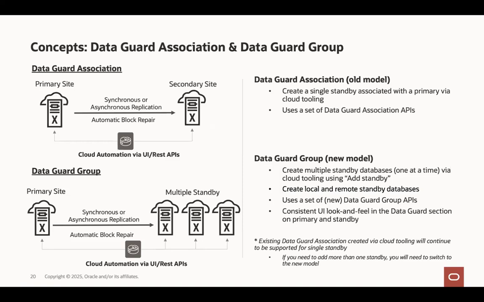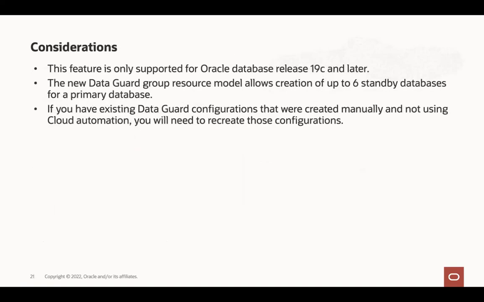Sure. So with the new Data Guard group model, we are currently supporting the ability to create up to 6 standby databases associated with the primary. And again, like I said, you can mix and match between local and remote regions. You can have, say, a local and multiple remote regions. But 6 standbys is what you can create right now, which, in talking to a lot of customers and getting feedback, we have determined is ideal for most customer scenarios.